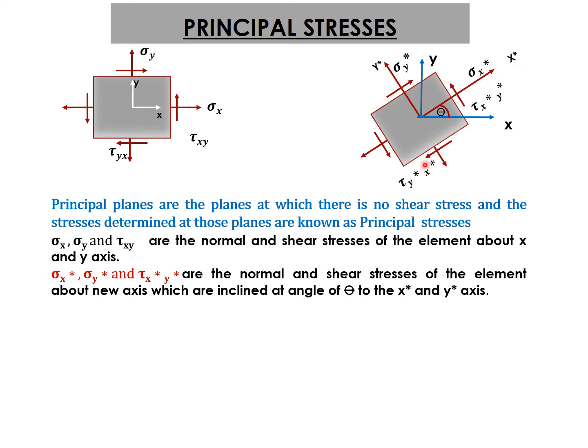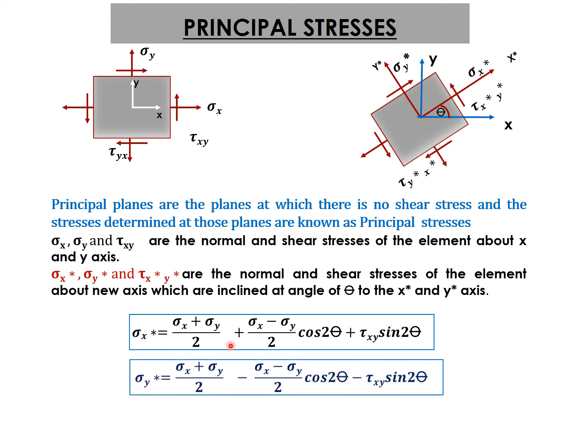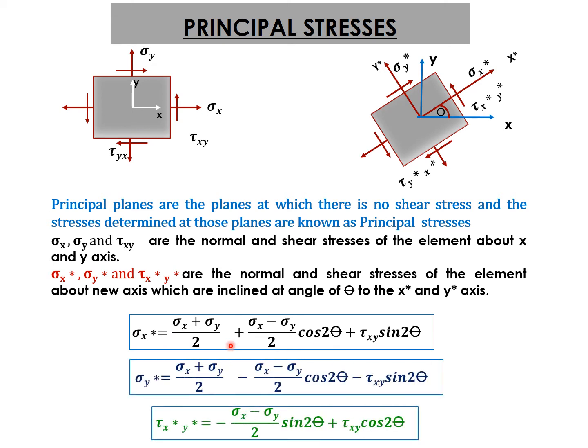So when you resolve along these two axes, what do we get? We get normal stress in the x direction, but this is with superscript star. That means in the newly rotated x direction. So this is the equation. Similarly, in the y direction, and the new shear stress.